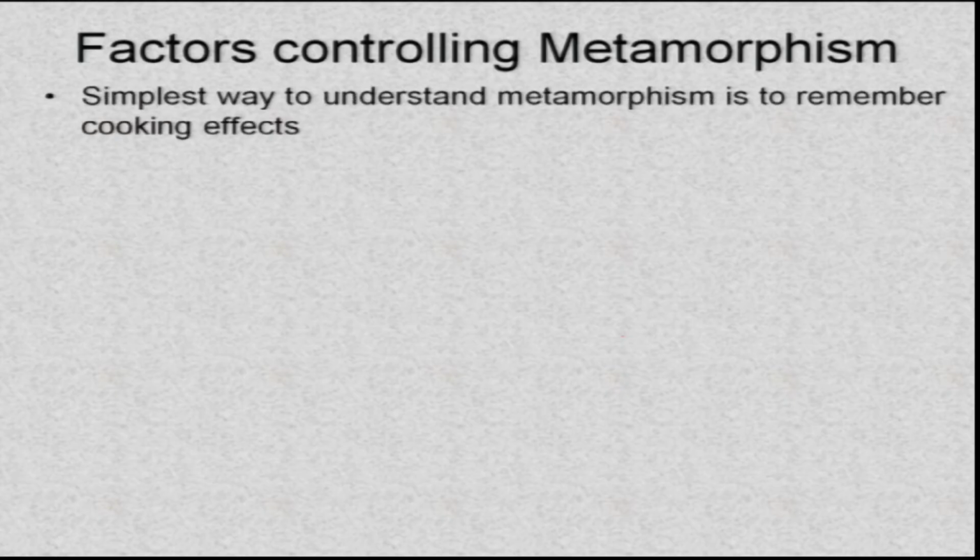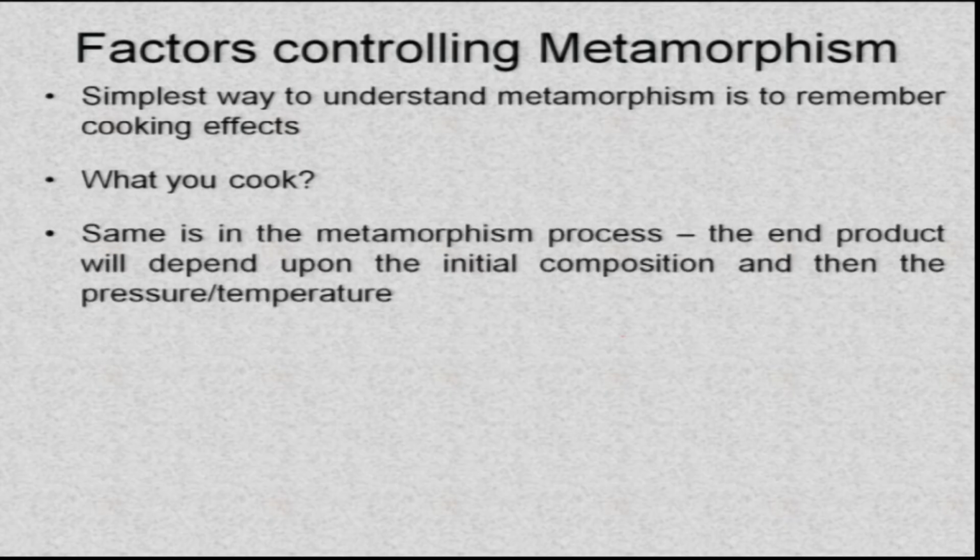So the factors controlling metamorphism. Of course the simplest way to understand metamorphism is to remember the cooking effect, okay. What you cook is extremely important. If you say that I want to cook limestone and then have quartzite, it is not possible. So you should know what you are cooking, okay. Depending on that, you will find the same in the metamorphism process, okay. The end product will depend upon the initial composition and then the pressure and temperature, okay.